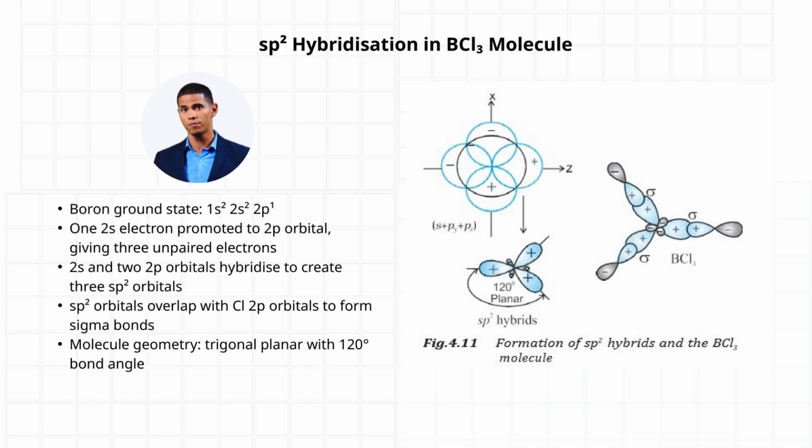Look at the figure displayed now. You can see on the left the s orbital mixing with two p orbitals, resulting in three equivalent lobes arranged 120 degrees apart in a flat plane. On the right, the boron atom uses its three sp2 hybrid orbitals to overlap with two p orbitals of three chlorine atoms. This overlap produces three strong sigma bonds, holding the BCl3 molecule in trigonal planar shape.